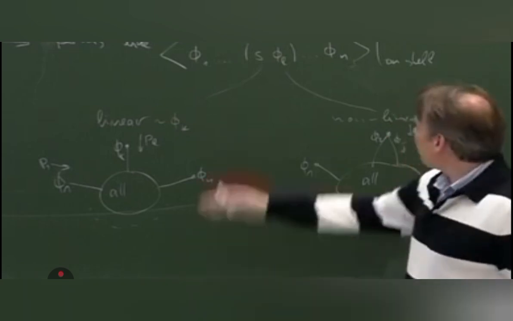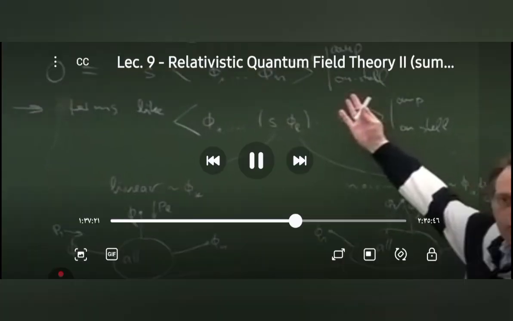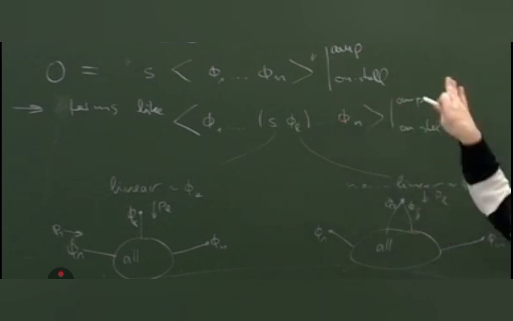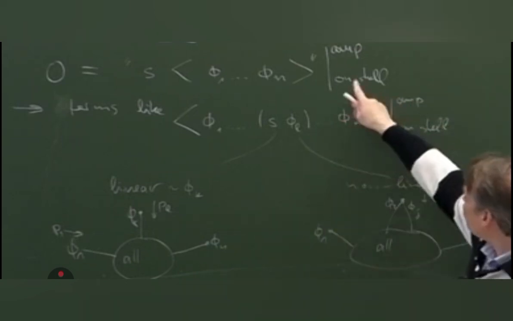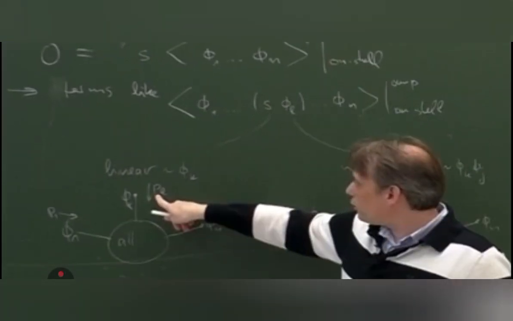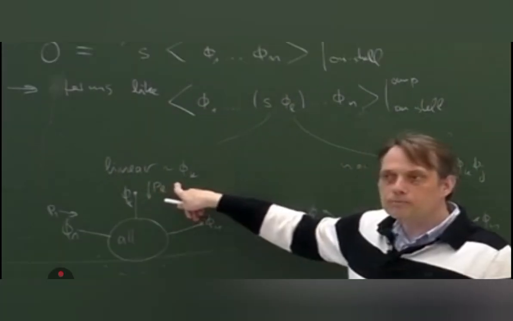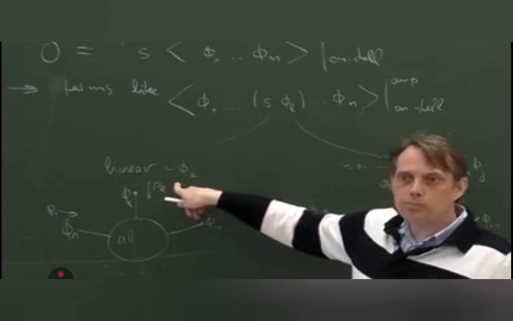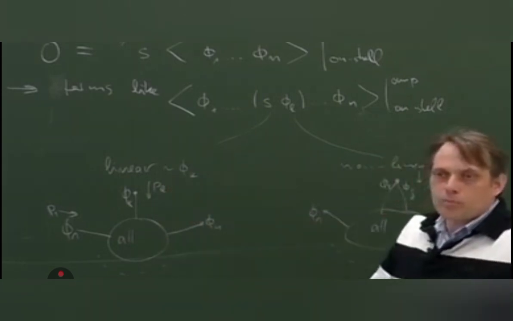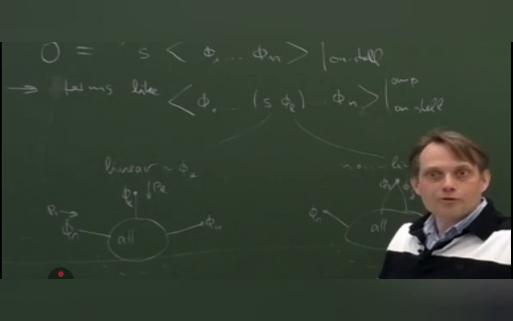And remember, we want to amputate the external legs and go on shell. That means we multiply with the inverse of the external propagators. That means in particular we multiply with p_l squared minus m squared, and then we set p_l squared equal to m squared afterwards.